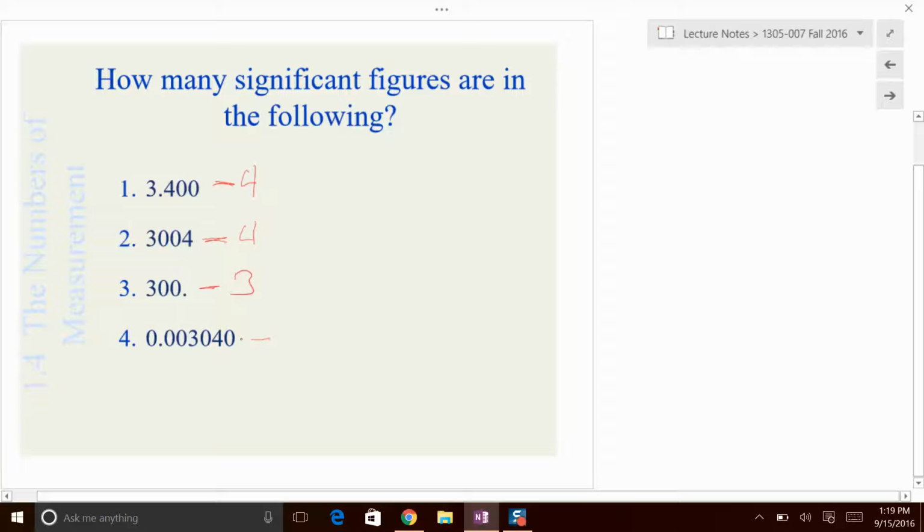How about in this last number? Okay? Are these first zeros significant? No. Is this one significant? Yes. Is this one significant? Yes. So I have 4 significant digits.